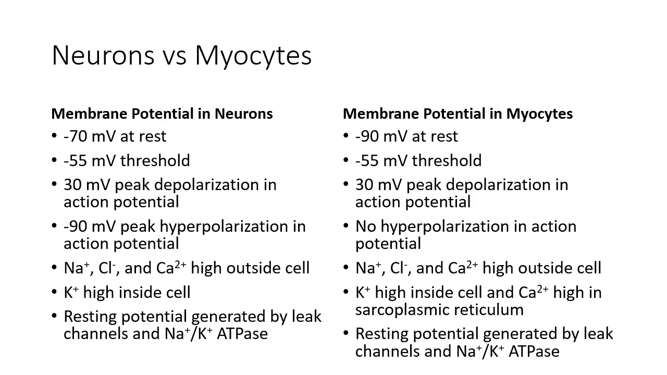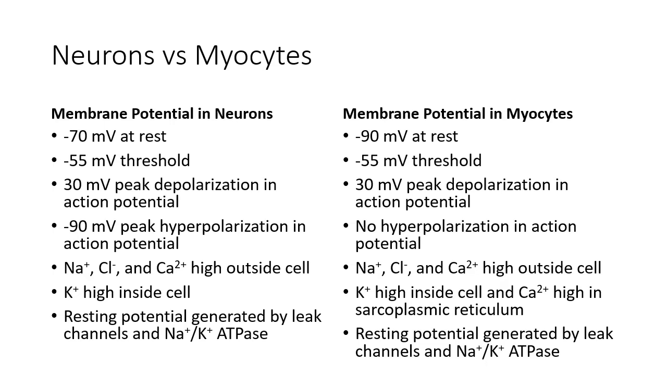The ion concentrations are basically the same in both types of cells. You always have sodium and chloride and calcium in a high concentration outside of the cell, low concentration inside of the cell, and then potassium always has a high concentration inside of the cell and a low concentration outside of the cell. But in myocytes, you also have calcium stored inside the cell in the sarcoplasmic reticulum. So the cytosol of the muscle cell has a low concentration of calcium, and then inside the sarcoplasmic reticulum, you have a high concentration of calcium.